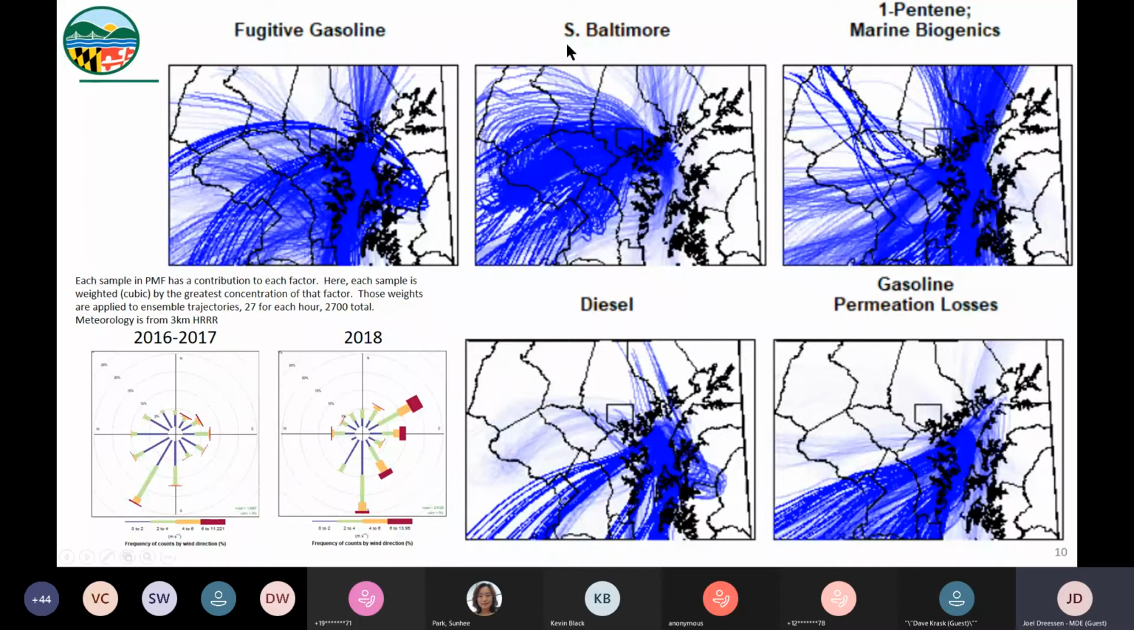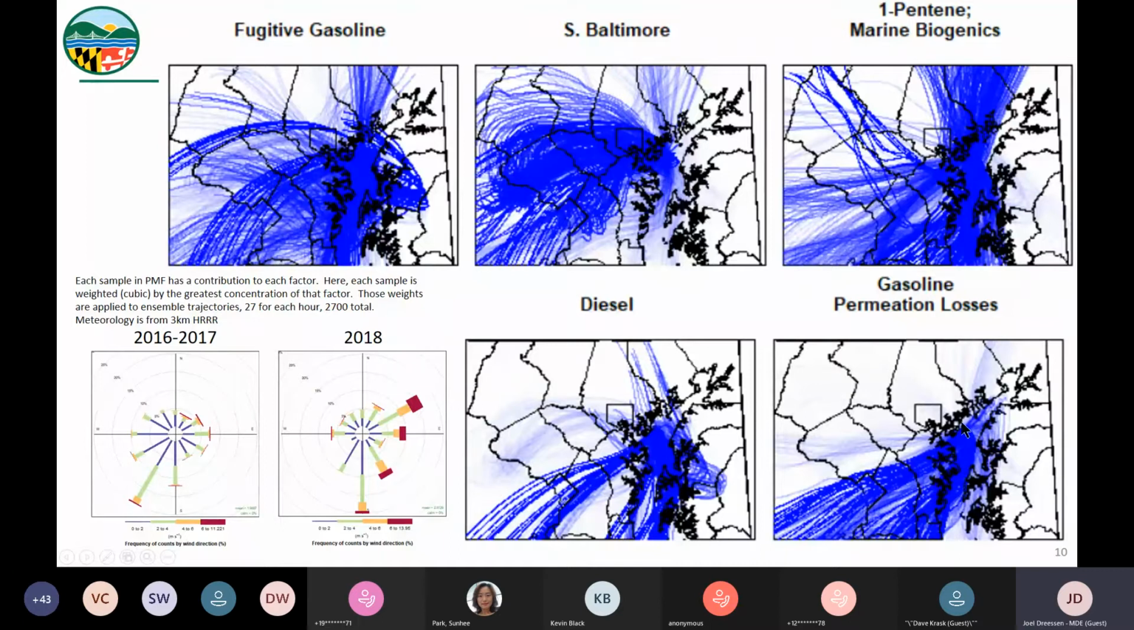So for instance, why is Southern Baltimore called that factor? Why am I calling it that? Well, because all the trajectories in that factor are really heavily weighted right back towards Baltimore. SO2, the light alkanes, the chloroform, remember, the fugitive gasoline, on the other hand, is coming from no really preferred source, which probably means it's an area source. The diesel, you see that the trajectories are aligned more or less with the bay, so that's a great thing to see there. And gasoline permeation losses, we're looking at trajectories that are, again, mostly coming from the bay.